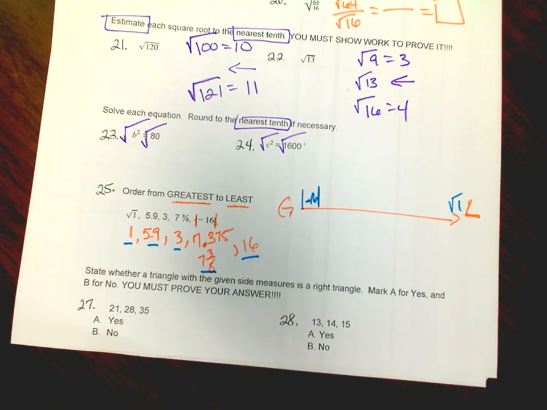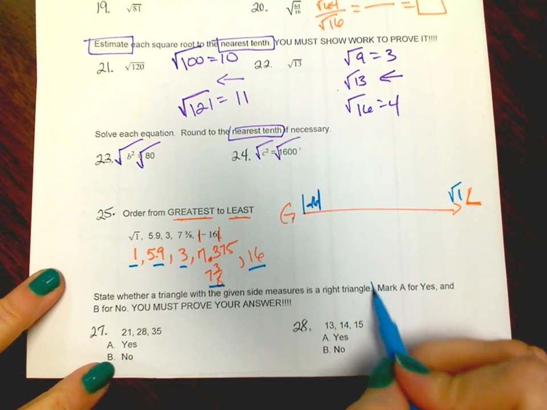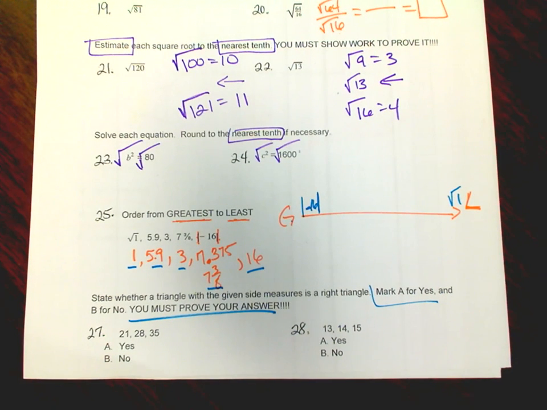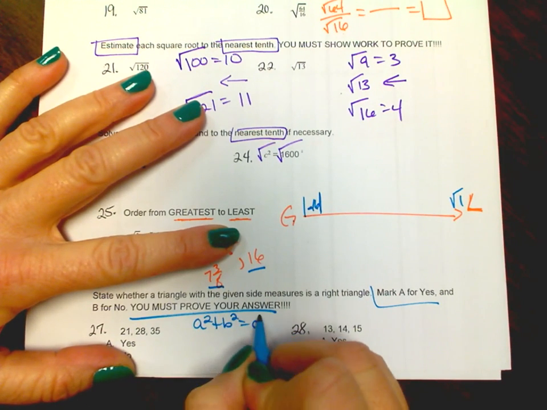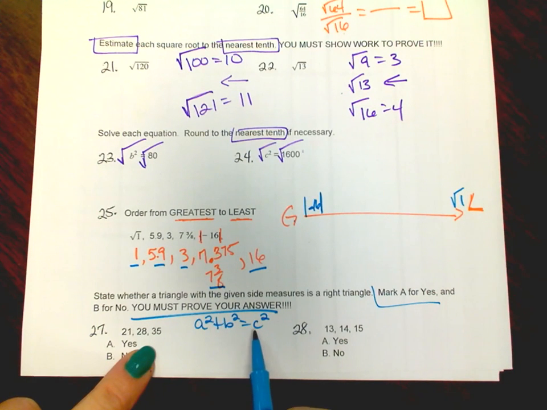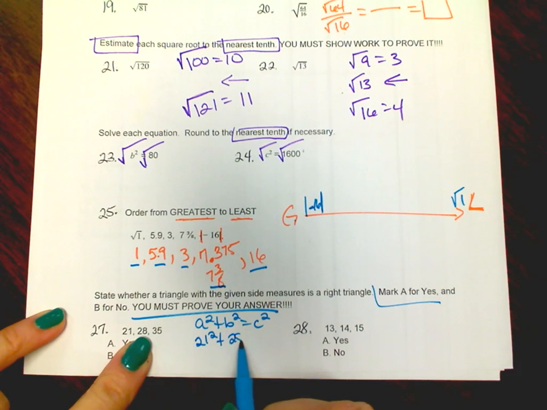Number 27. State whether the triangle with a given side measures is a right triangle. Mark A for yes and B for no. You must prove your answers. Okay? Remember Pythagorean Theorem. A squared plus B squared equals C squared, because it only works on a right triangle. Remember, the longest side is always C. So 21 squared plus 28 squared, does that equal 35 squared?